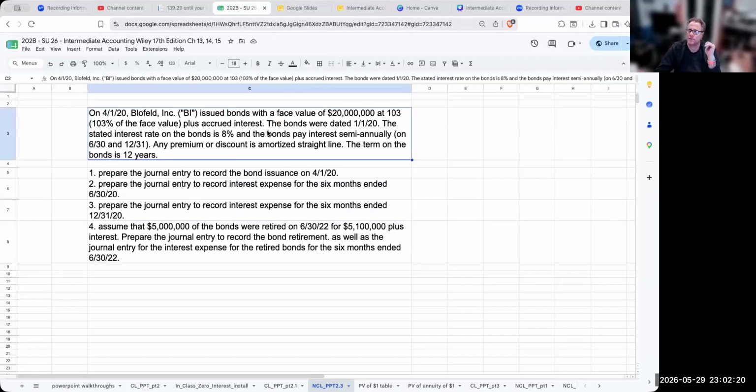Issued bonds on 4/1/20. Issue bonds with a face value of $20 million at 103 plus accrued interest. The bonds were dated 1/1/20. The stated interest rate on the bonds is 8%, and the bonds pay interest semi-annually on June 30th and December 31st. Any premium or discount is amortized straight line. The term on the bonds is 12 years.